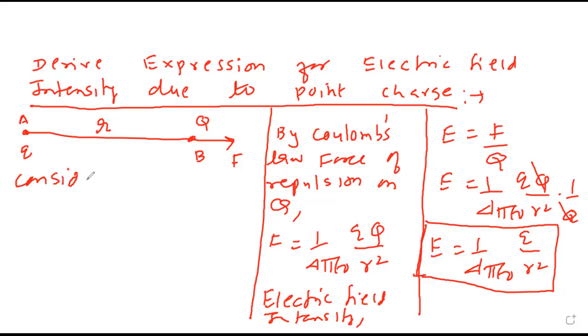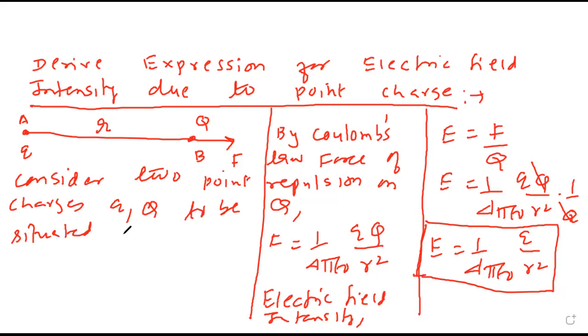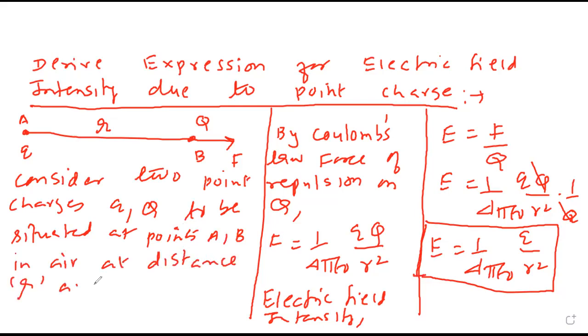See again from the start. Consider 2 point charges q, capital Q situated at points A, B in air at distance small r apart. Therefore, by Coulomb's law, force of repulsion on q is 1 by 4 pi epsilon naught Qq by r square, electric field F by q. This is the expression for intensity due to point charge.